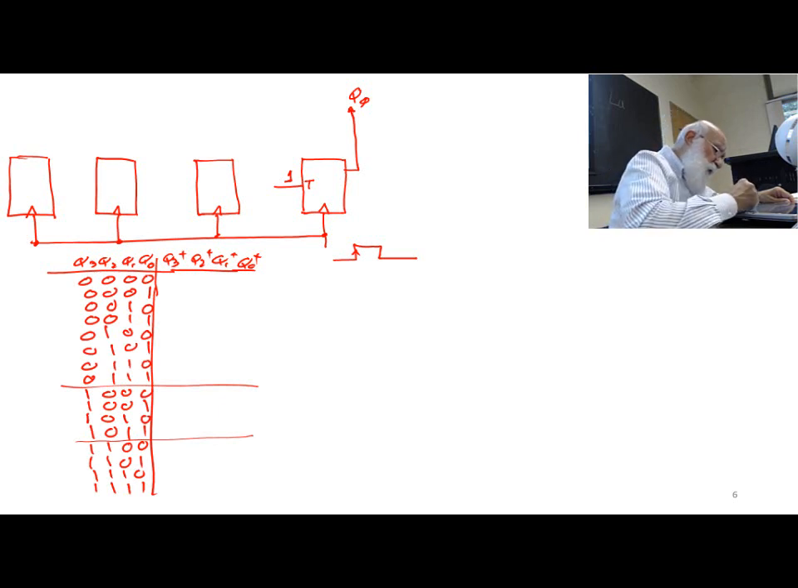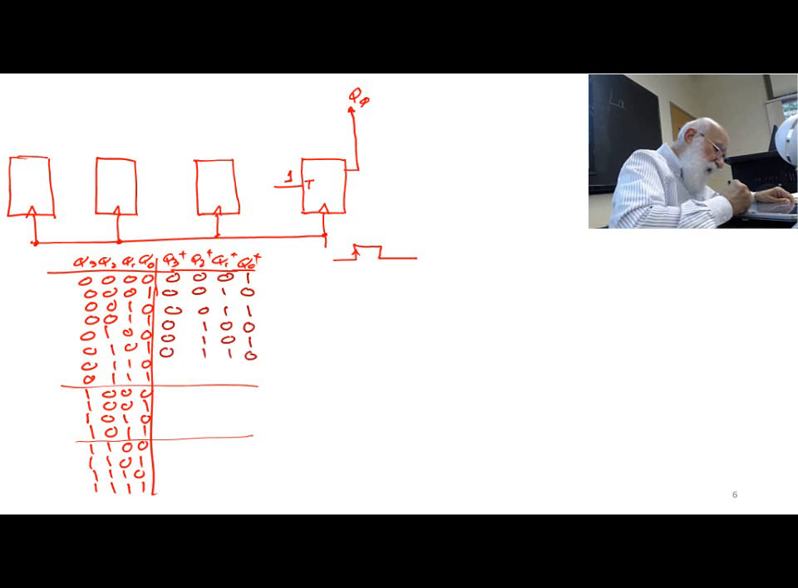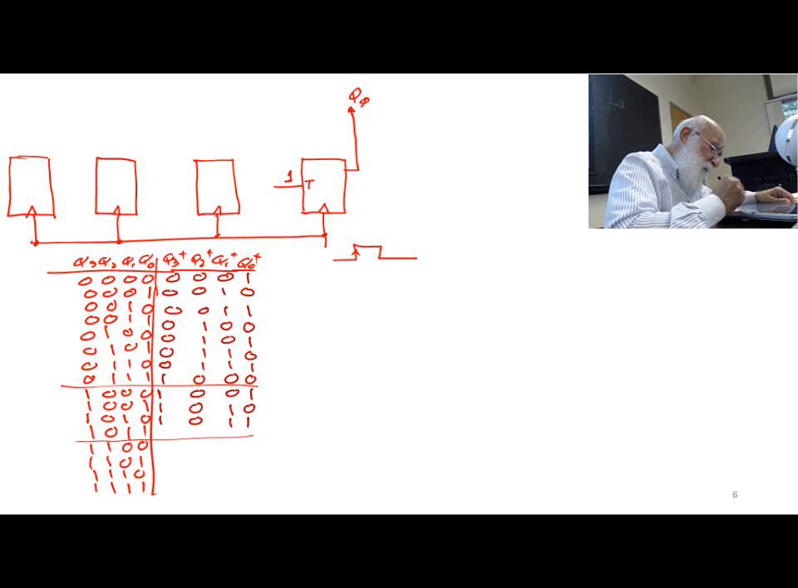Zero, zero, zero, zero counts up to 0, 0, 0, 1. 0, 1 counts up to 2. 2 counts up to 3. 3 to 4. 4 to 5. 5 to 6. 6 to 7. 7 to 8. 8 next count is 9. 9 next count is 10. 1 0 1 0. 10 next count is 11. 11 next count is 12. 12 next count is 13.